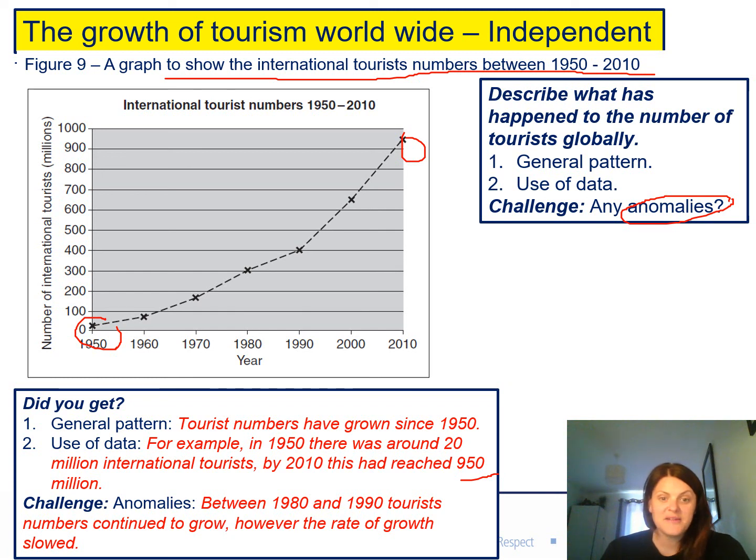Are there any anomalies? Well, yeah, look, between 1980 and 1990, these 2 points here, tourist numbers began to grow, but however, it kind of slowed down. If you have a look at the line here, it kind of goes up gradually, and then all of a sudden here, it doesn't grow up. It doesn't grow as quickly as it should. And then after 1990, it grows quite rapidly. So the anomaly there is between 1980 and 1990 as it slowed down.